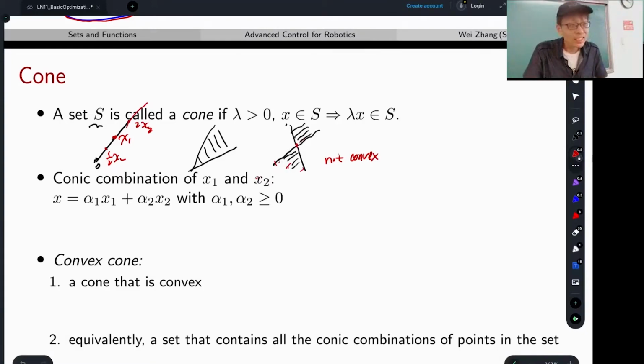Of course there is the origin. Okay. I thought it wasn't. Okay, yeah, it's okay. Anyway, suppose this is the origin, okay? It's a cone, but it's not convex. So cone doesn't need to be convex.